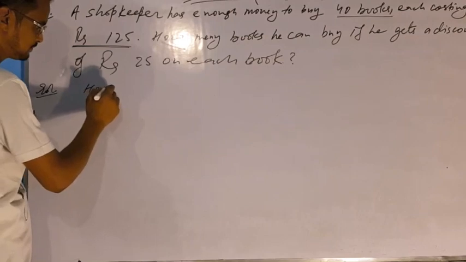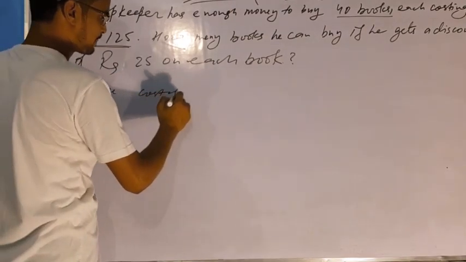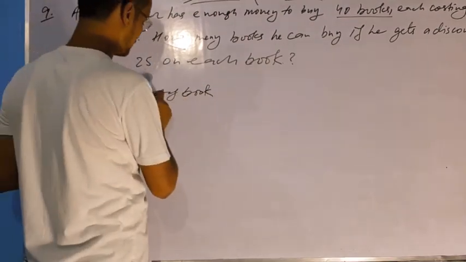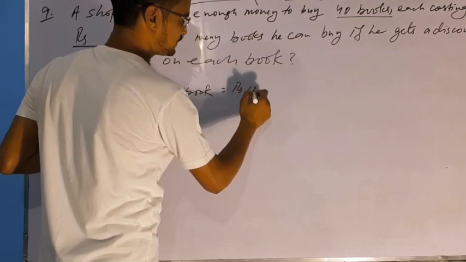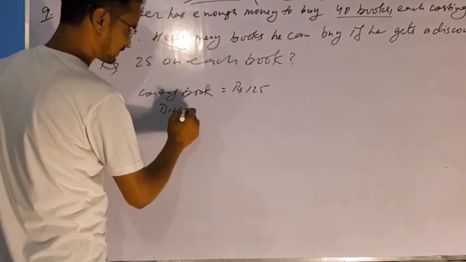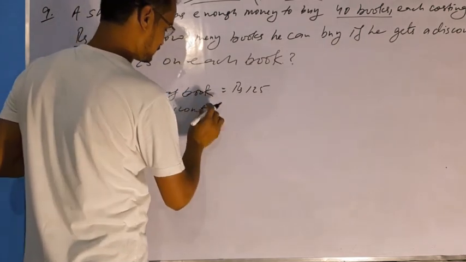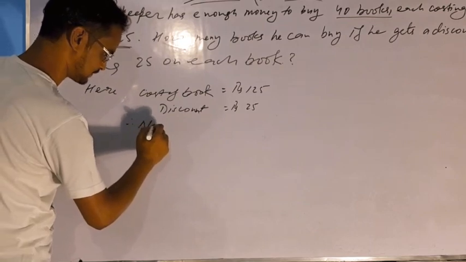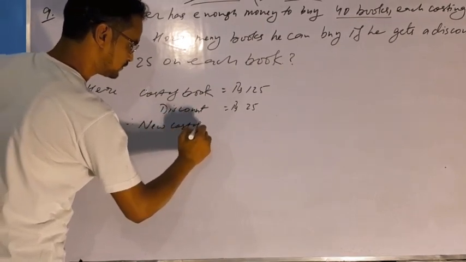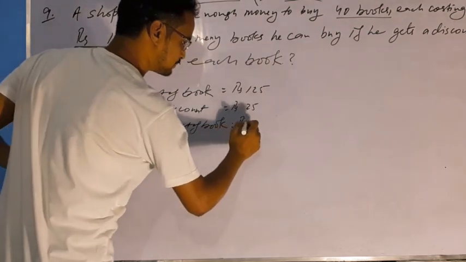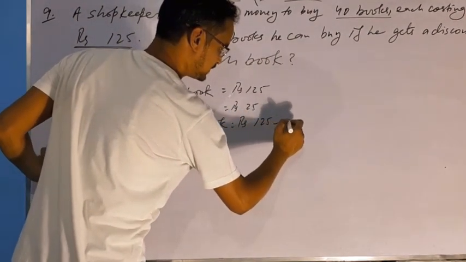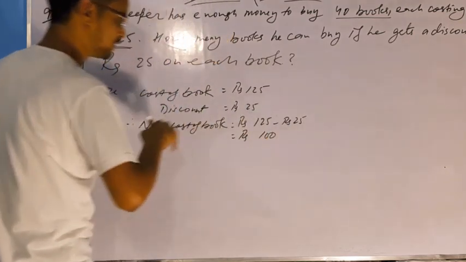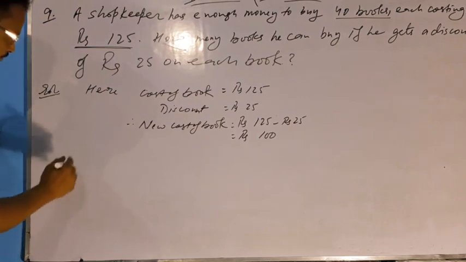Here, the cost of book. We are discussing case 2. The cost of a book is rupees 125. Discount is rupees 25. Therefore, the new cost of a book is rupees 125 minus rupees 25. Now, go to the main format of the question.